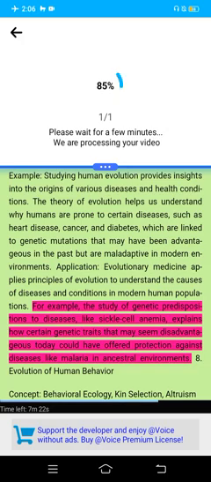Application. Evolutionary medicine applies principles of evolution to understand the causes of diseases and conditions in modern human populations. For example, the study of genetic predispositions to diseases, like sickle cell anemia, explains how certain genetic traits that may seem disadvantageous today could have offered protection against diseases like malaria in ancestral environments.